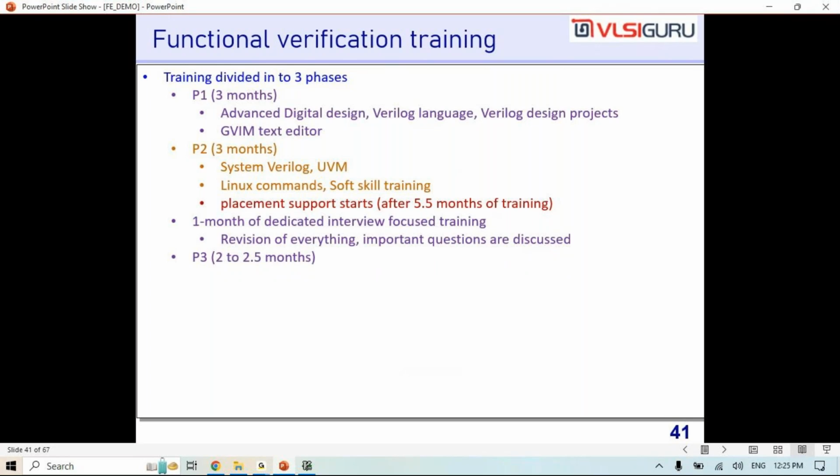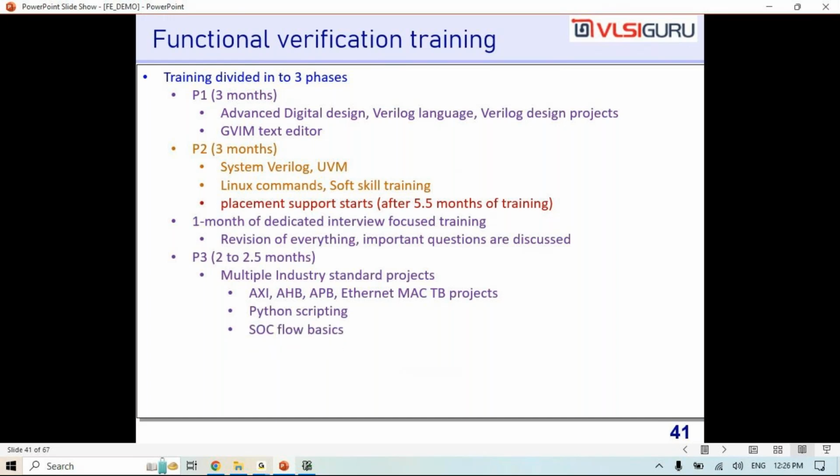Important questions are discussed. The final phase is the important one actually. This is where your very practical training will happen. What very practical means is you learn the actual industry-level projects. Multiple industry standard projects like AXI, AHB, APB, multiple projects will be done during that period. Python scripting, SoC flow basics.